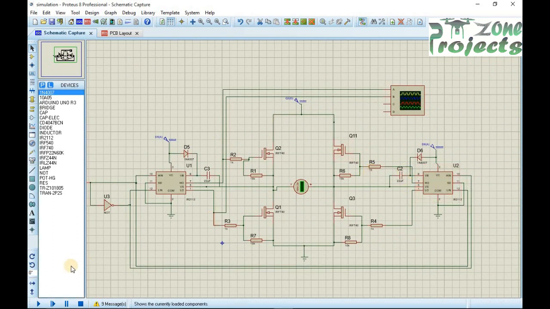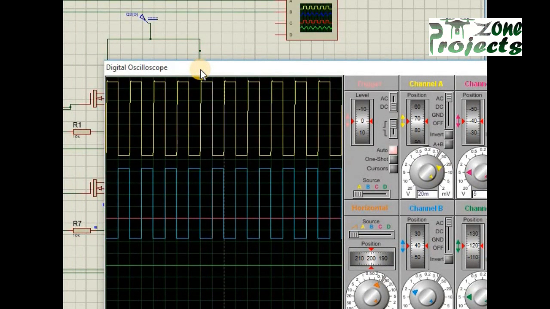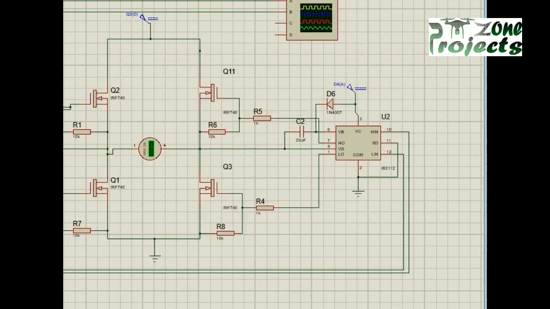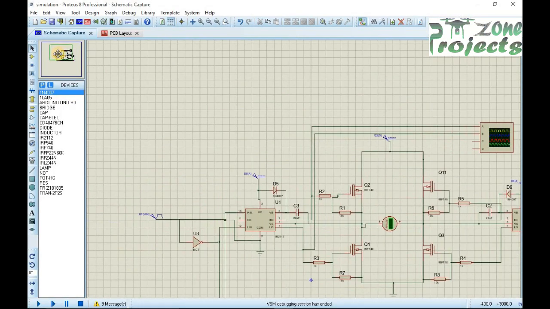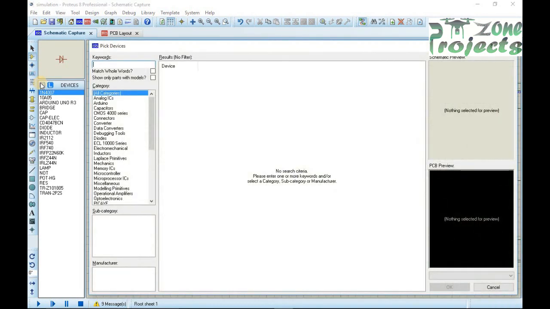Let's try to run this and check the waveforms. Here you can see that square waves are being obtained at FET gates having frequency of 5 kHz. Duty cycle is 50%. Now let's try to run this using PIC controller.